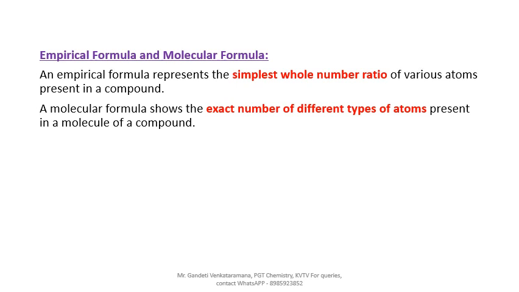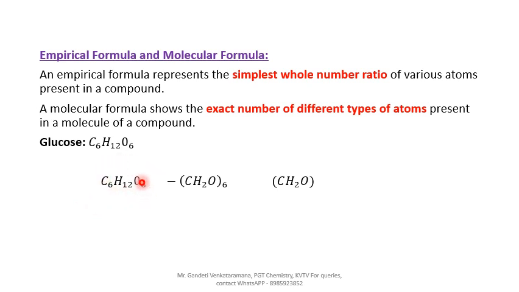Okay, now we will see one example so that you can understand very easily the difference between empirical formula and molecular formula. A very familiar compound, all of you know glucose. We drink glucose to get energy. This is the chemical formula of glucose, C6H12O6. This is the glucose.